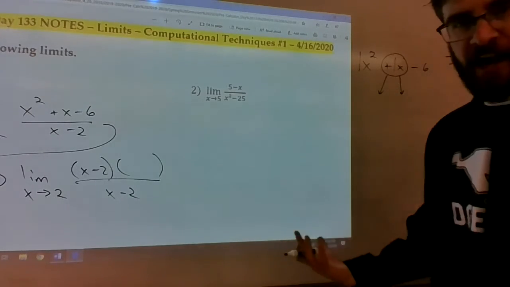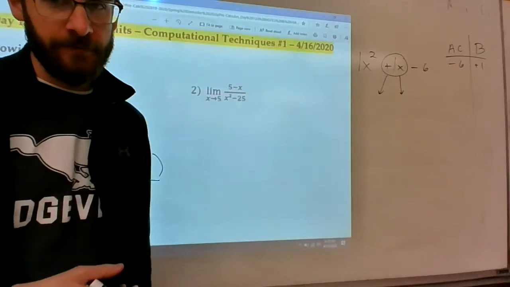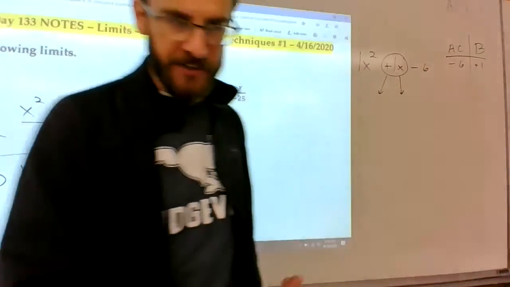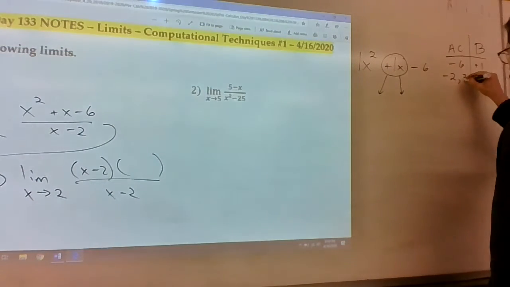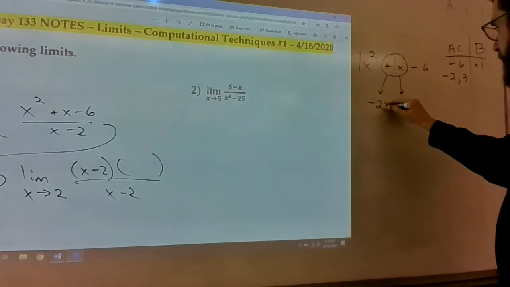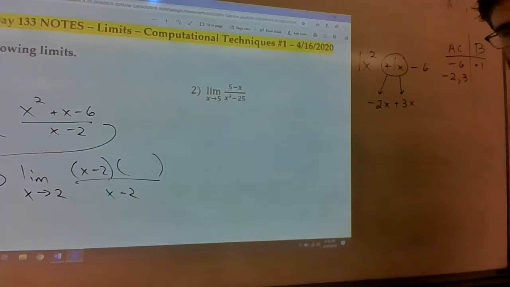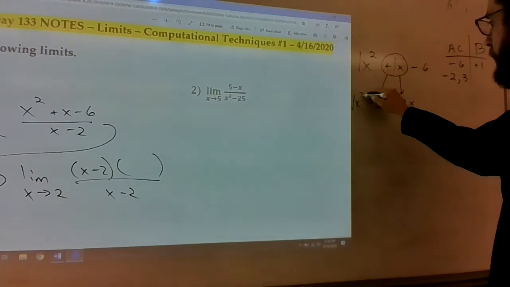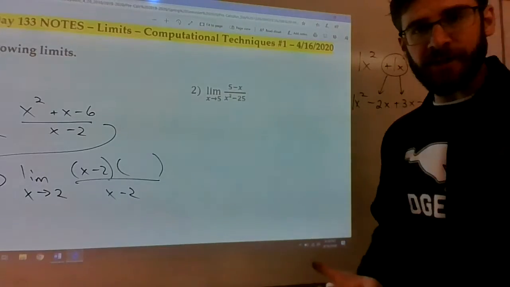Well, there aren't too many factors for negative 6, right? 2 and 3 and 1 and 6. Well, if it's a negative 6, one has to be negative. So negative 2 times a positive 3 gives me negative 6 and adds to 1. So that means that you replace the middle with negative 2x plus 3x. This is still 1x squared. This is negative 6. Then what you do is you factor by grouping.